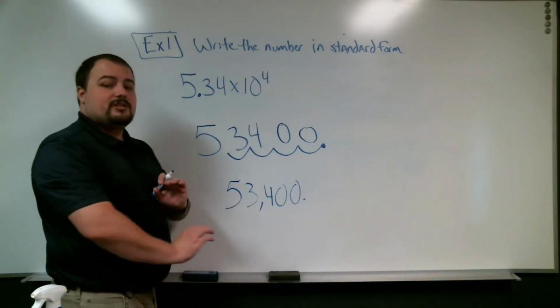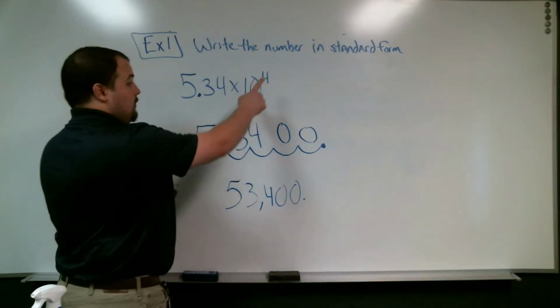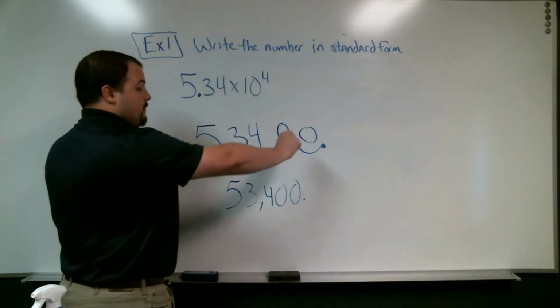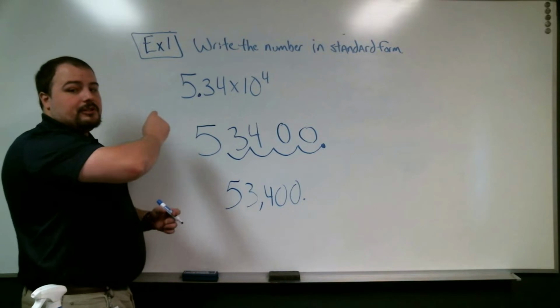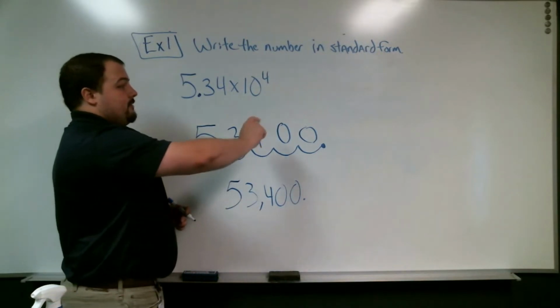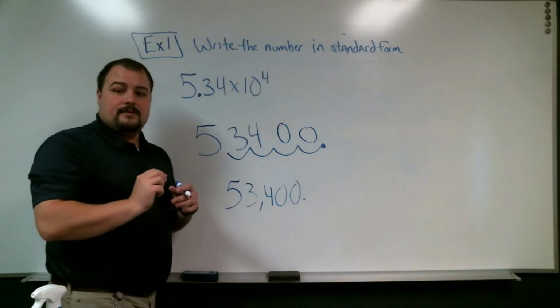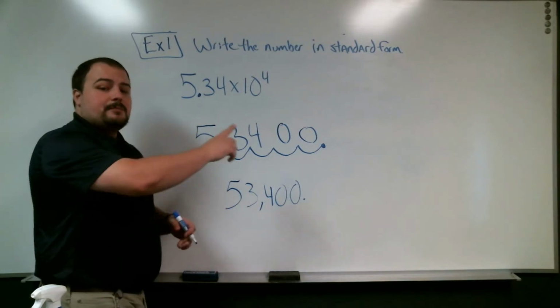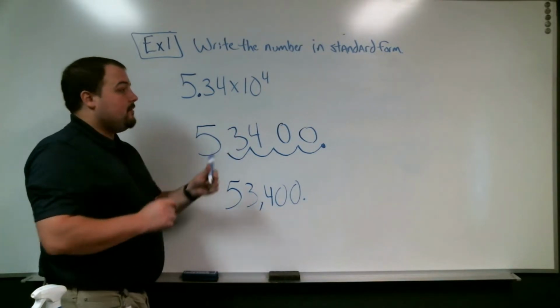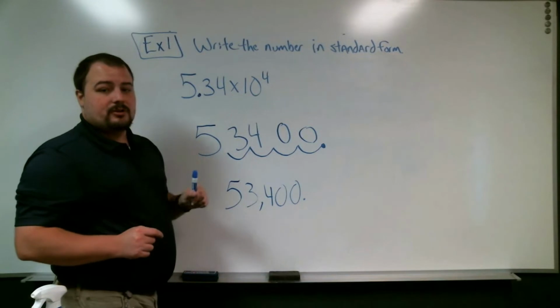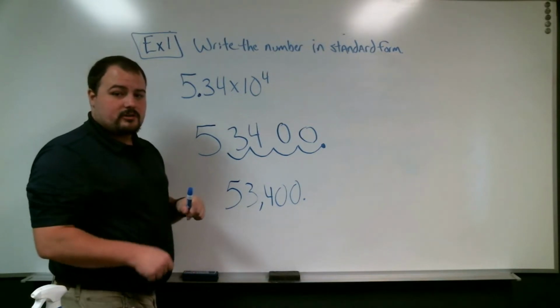So to change a number from scientific to standard, we look at the exponent and we decide if we move the decimal to the right or we move the decimal to the left. If we move it to the right, the exponent had to be a positive. If we move it to the left, the exponent had to be a negative. And we move it however many times the exponent tells us to move it. Let's go ahead and do another problem.